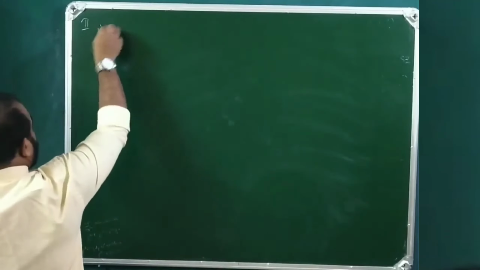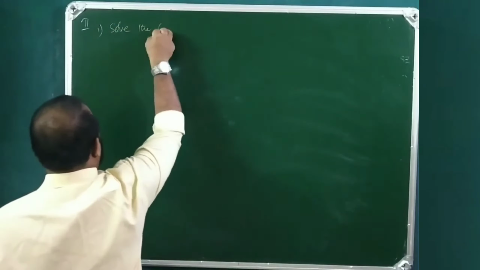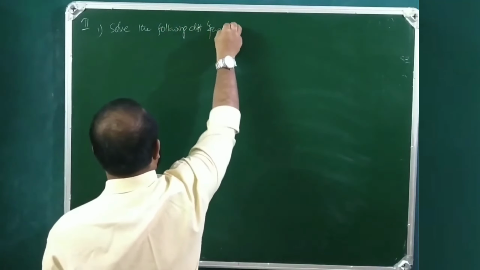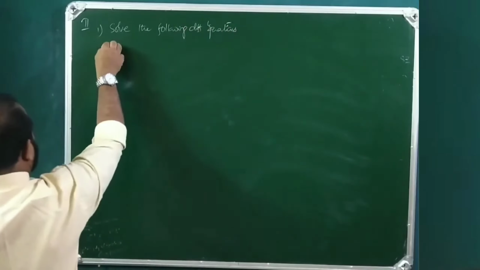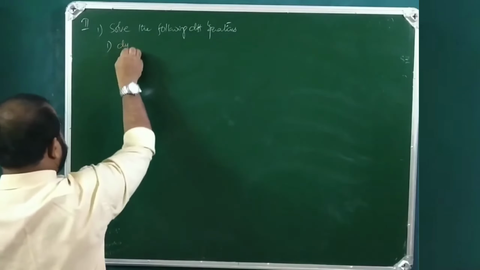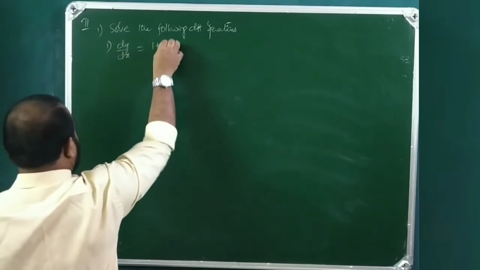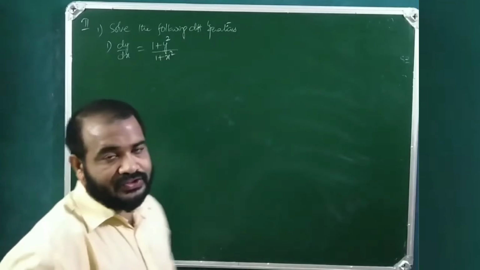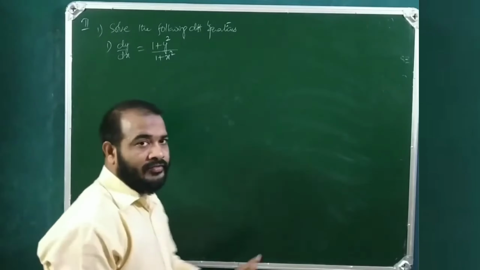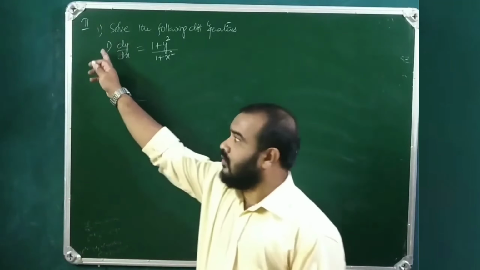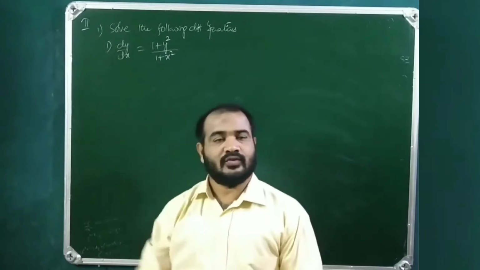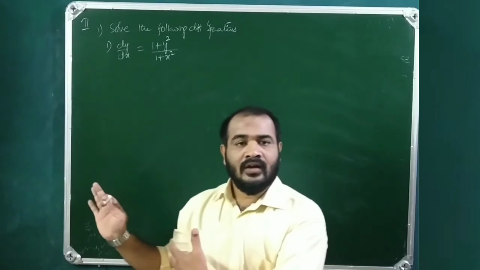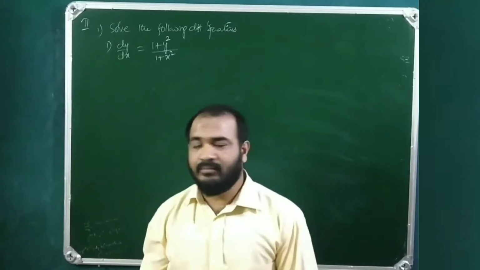Second Roman, first question: solve the following differential equations. The first question given is dy by dx equals 1 plus y square by 1 plus x square. The difference between this question and the last question is the same. Earlier he clearly asked for the general solution, here he has asked to solve. So both are the same.